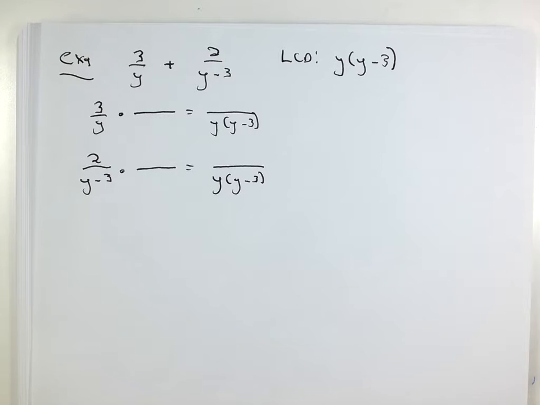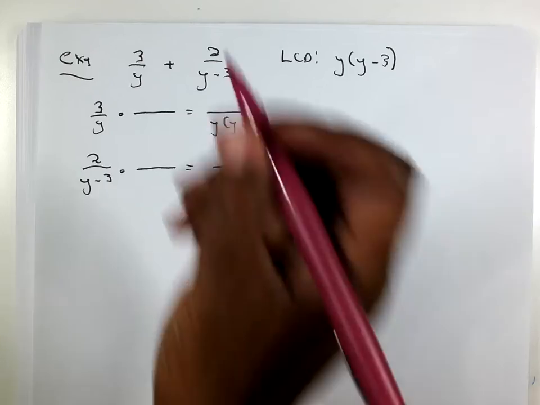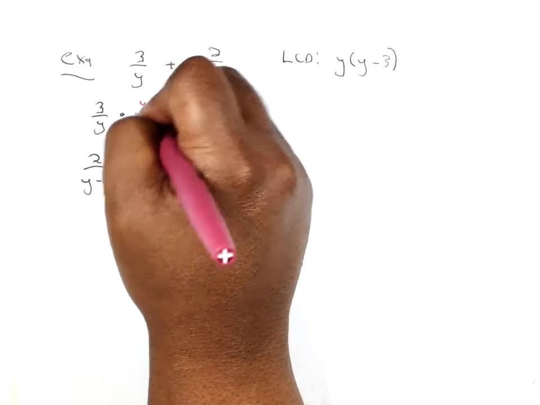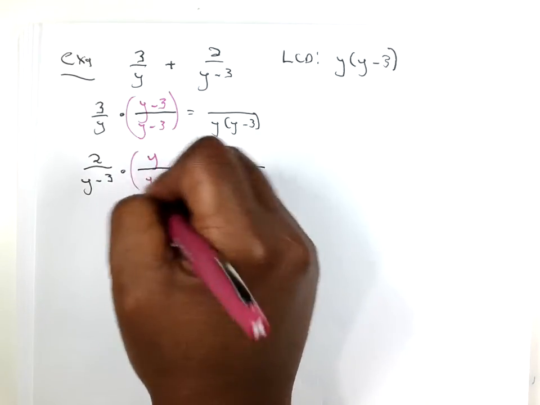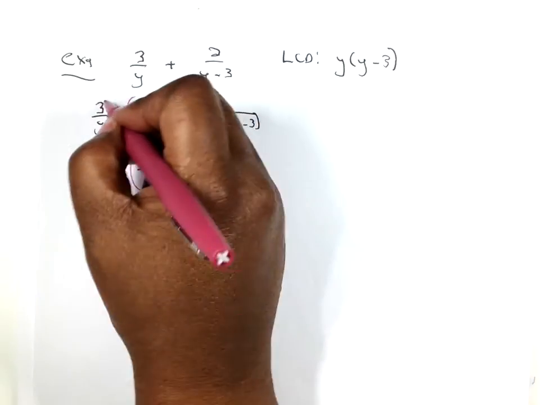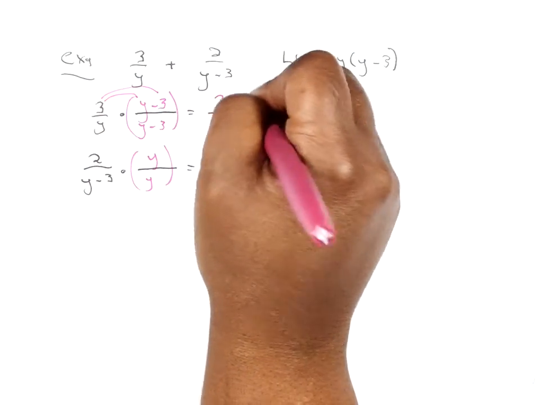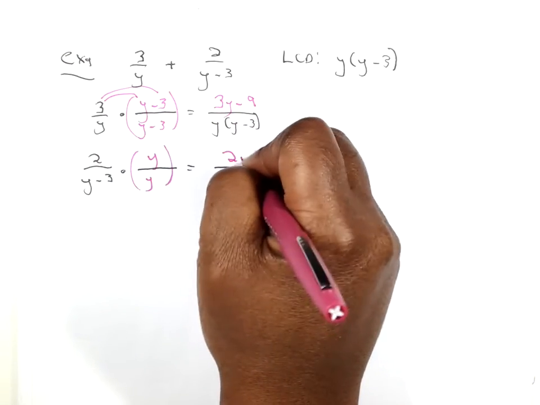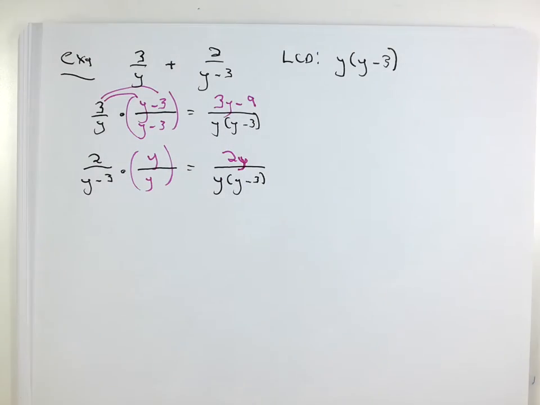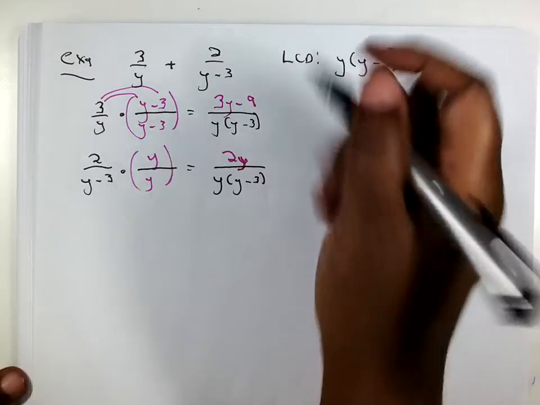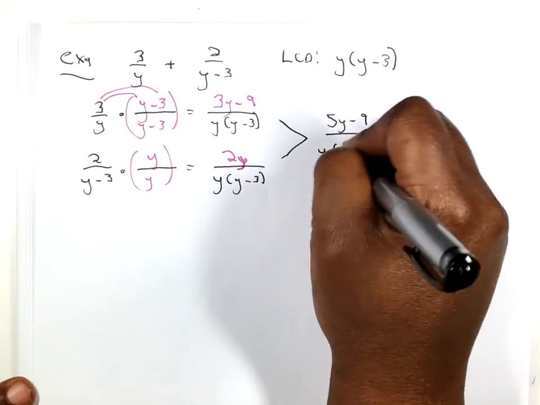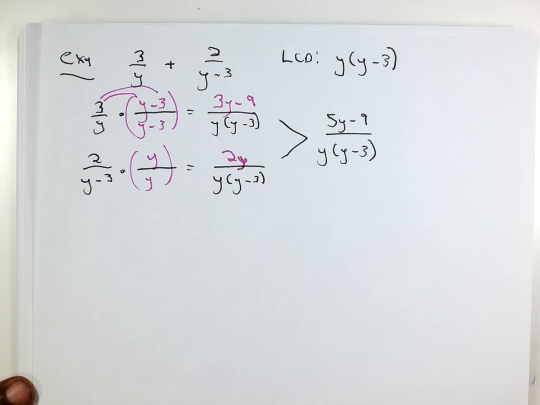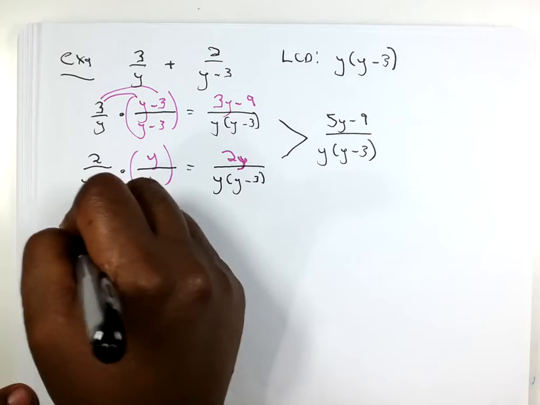And these problems are addition, so I haven't had to worry about distributing anything. So this first one is missing the factor of y minus 3. The second one is missing the factor of y. So I can go ahead and distribute through the top, and I get 3y minus 9. And down here, I get 2y. And now that they have common denominators, I add the tops, and I get 5y minus 9 over y times y minus 3. I can't factor the top, so there's nothing I can simplify. So that's as far as I can go.